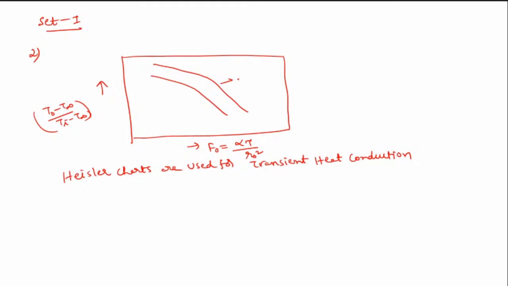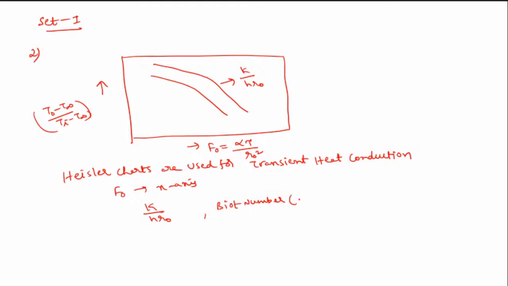This indicates your value of k by h r naught. So the Fourier number F naught is on the x-axis, and the variable is k by h r naught. So what is k by h r naught? We know what the Biot number is.